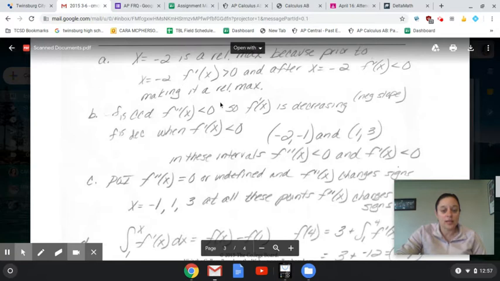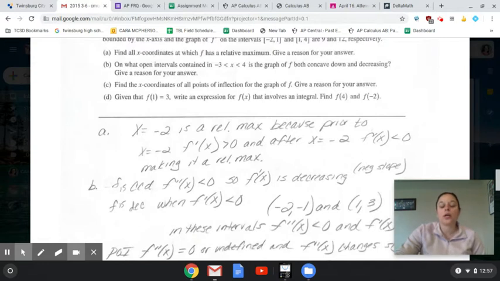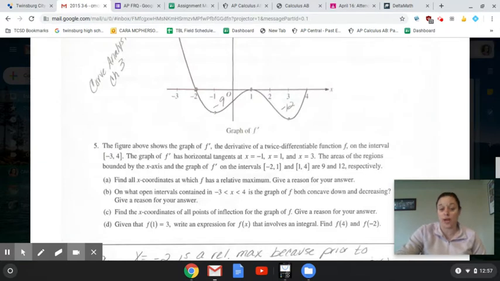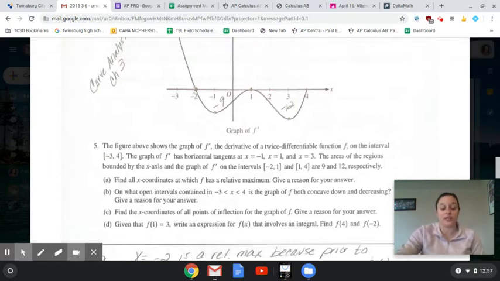And then part C, let me read it, was looking for points of inflection. So when you're doing a curve analysis, your points of inflection are going to be anywhere that you have extrema on the first derivative graph, because that's going to be where the derivative of the derivative changes signs. So that's going to happen at -1 because the derivative goes from decreasing to increasing, which means your second derivative changes signs. This happens again at +1, and it happens again at +3.